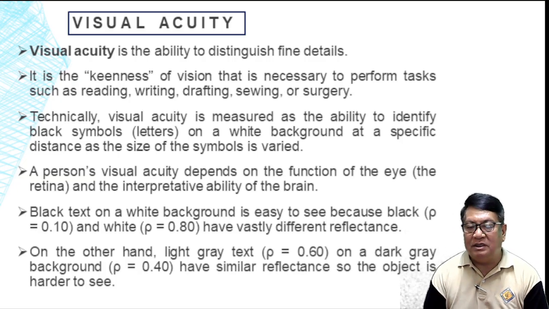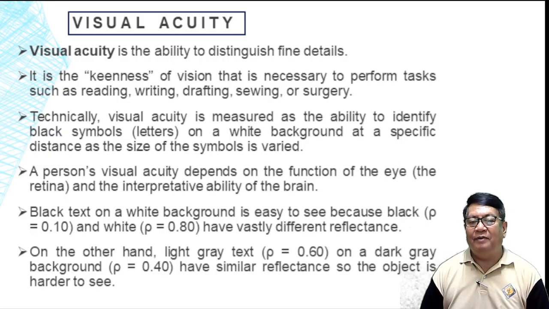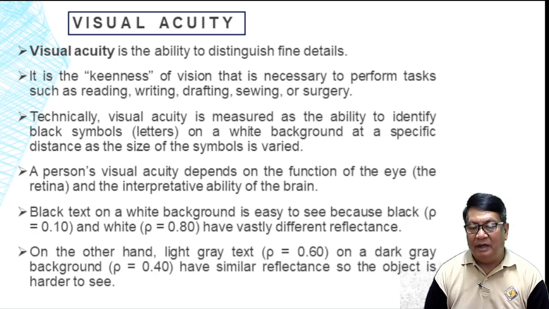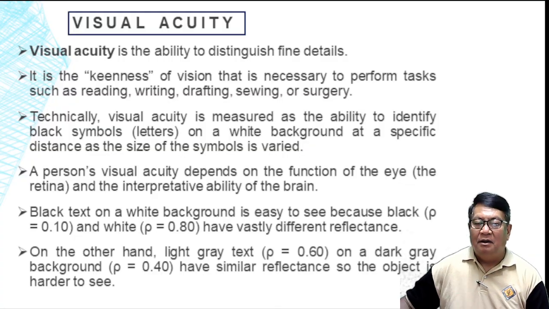So we have also visual acuity. Visual acuity is the ability to distinguish fine details of the light or colors. It is the keenness of vision that is necessary to perform tasks such as reading, writing, drafting, and many other activities. Technically, visual acuity is measured as the ability to identify black symbols like letters on a white background at a specific distance as the size of the symbol varies.